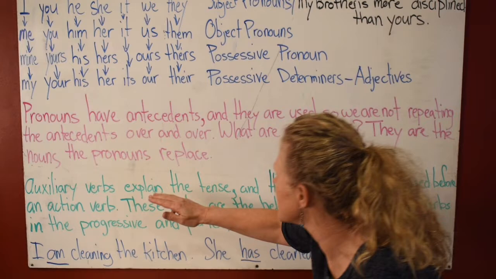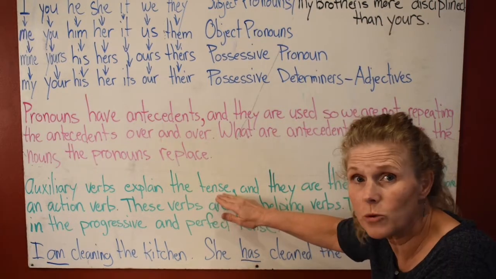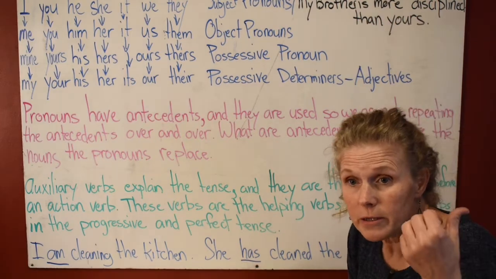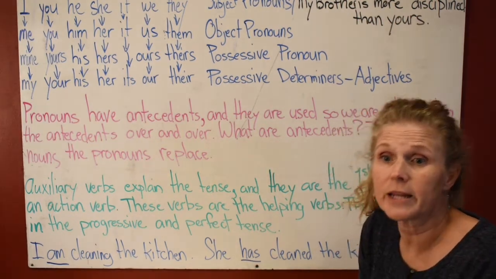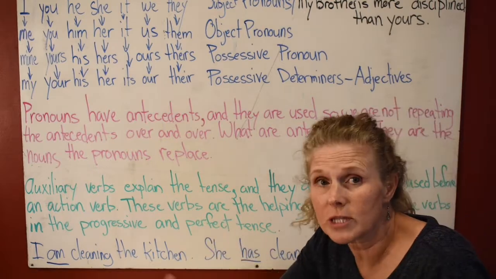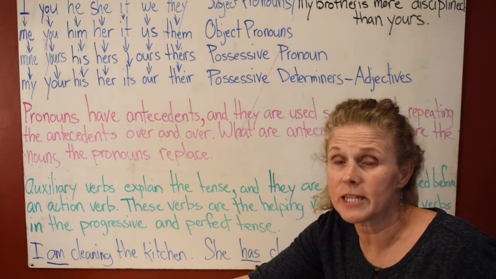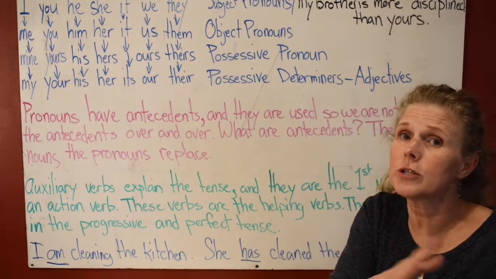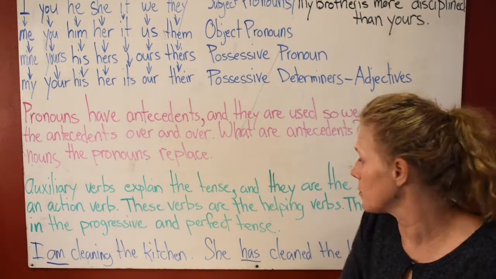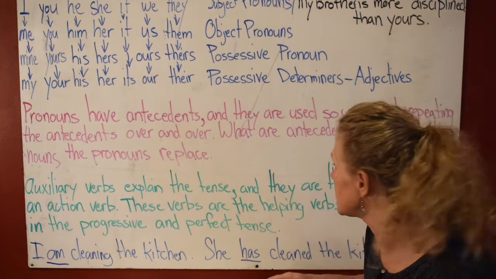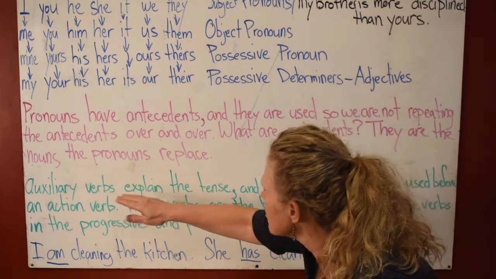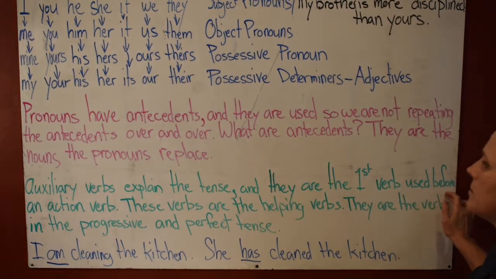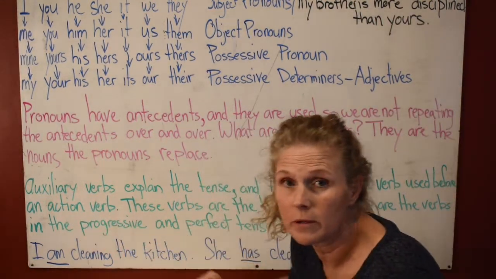Now, auxiliary verbs explain the tense. That's what's super important. They explain the tense, like your progressive tense, your simple tense, your perfect tenses, those kinds of tenses. And there's more tenses than that, but those are the ones we're talking about lately. And we'll go into the other tenses in the future, but right now those are the ones we've addressed so far.